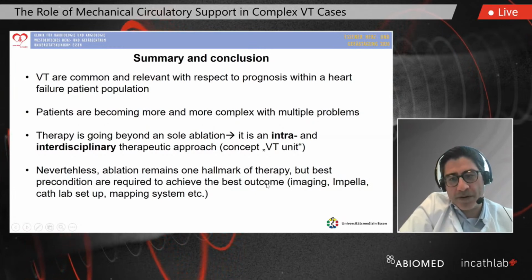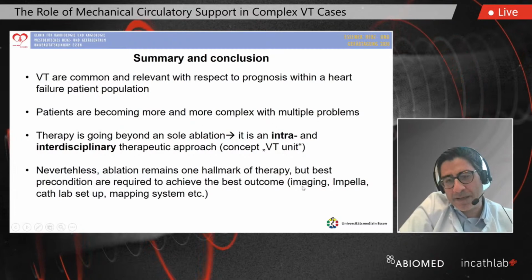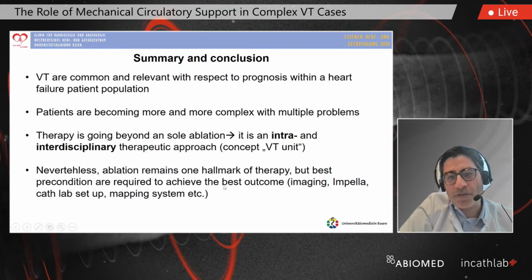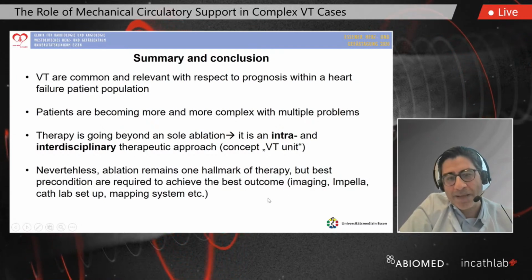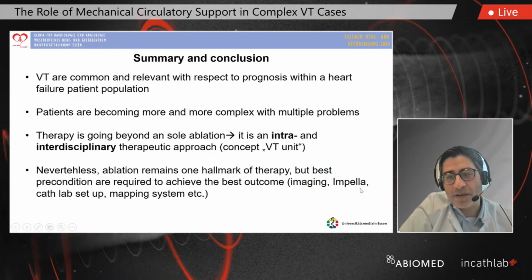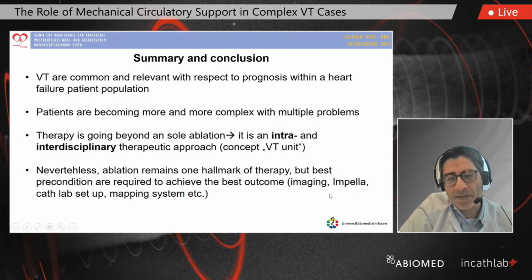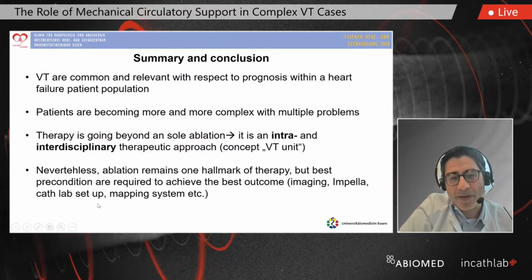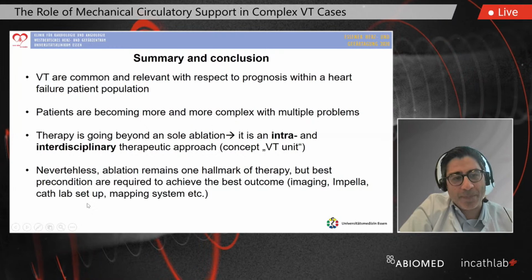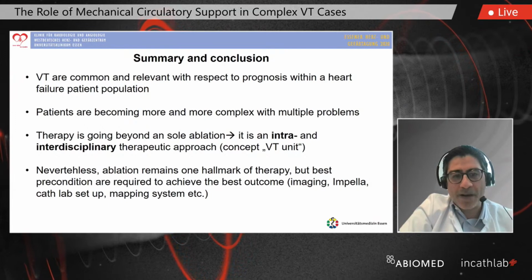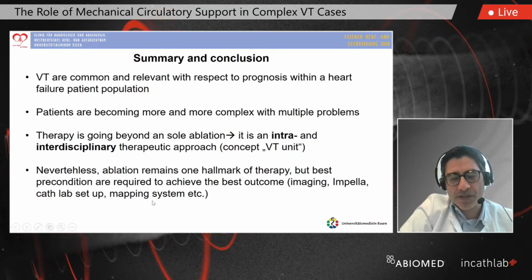remains one hallmark of therapy, but we have to make sure that we have the best preconditions available, and they are required to achieve the best outcome in this patient, also with respect to peri-procedural and post-procedural complications. So use imaging, and really consider mechanical circulatory support in these patients based on data in the literature. Look at your cath lab setup. Also, like Tom mentioned, have good monitoring of neurological function, have good anesthesiology, be aware which mapping system you are using, and have the good equipment available, because in the end, everything matters.